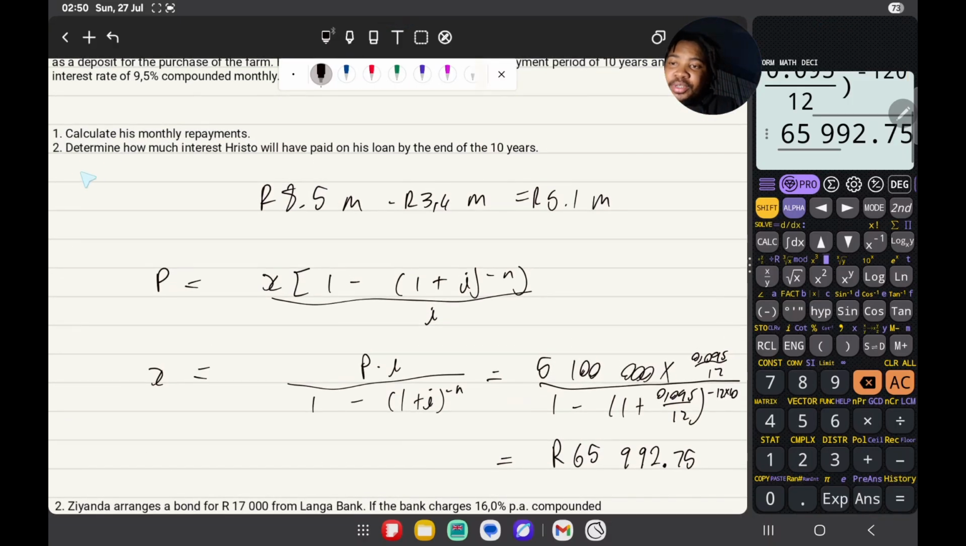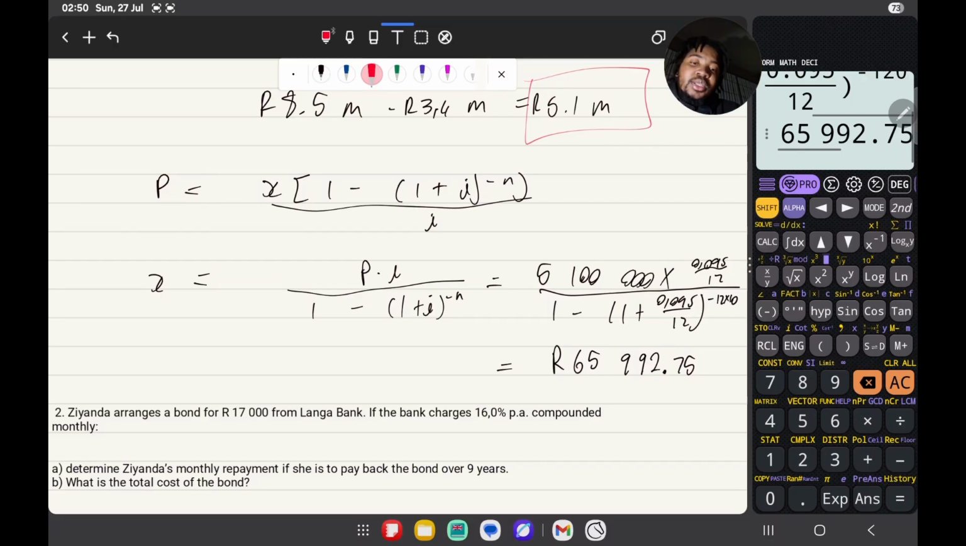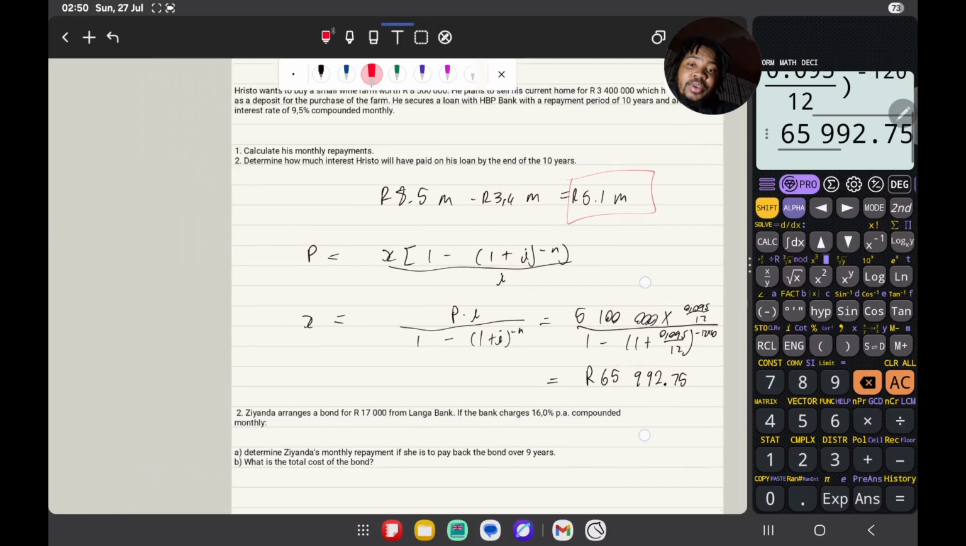And then the second question is, determine how much interest he would have paid on the loan. Oh, by the end. Okay, so now we're trying to find the interest that he would have paid. Usually when calculating these problems, you ask: if this guy didn't take that loan, how much would he have paid? It was this much. But now he took the loan, so he's paying this times 10 times 12. So we need to find the value for this, right?